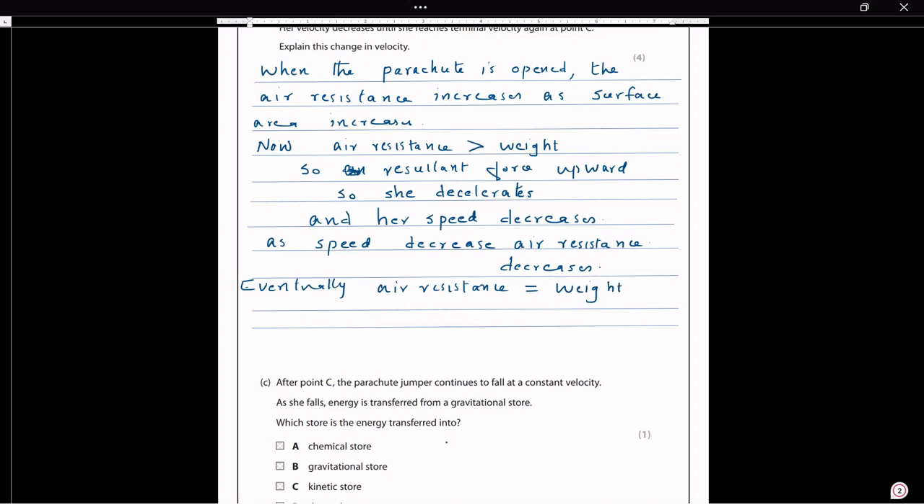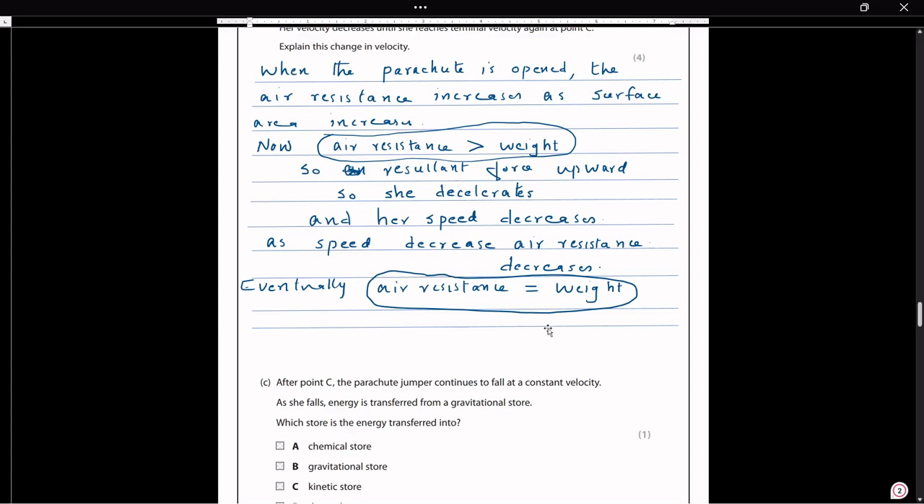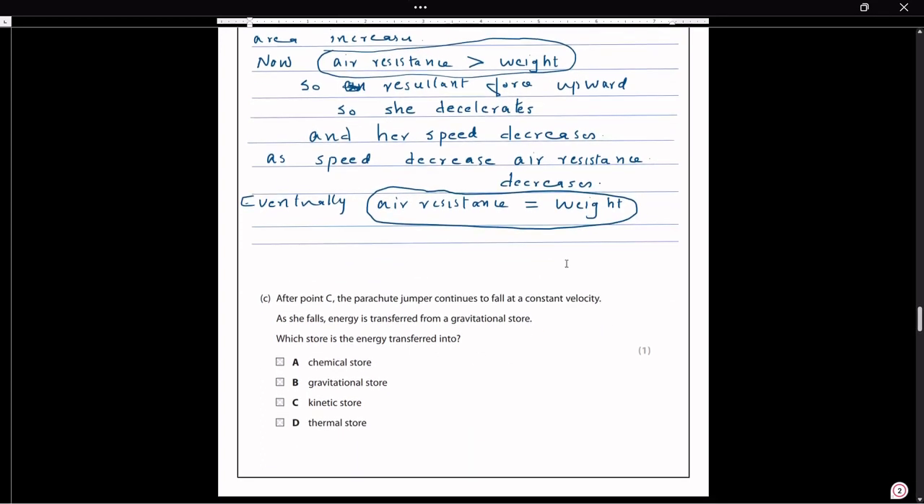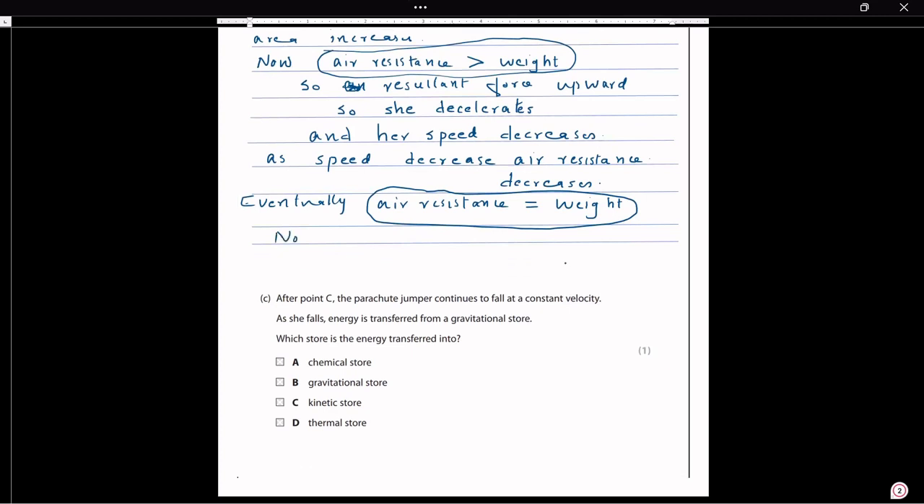Please look here. In the beginning we see that the air resistance is more than the weight. And since the speed is decreasing, finally at some stage air resistance becomes equal to the weight. Look at the change. So when the air resistance becomes equal to the weight, there is no resultant force.